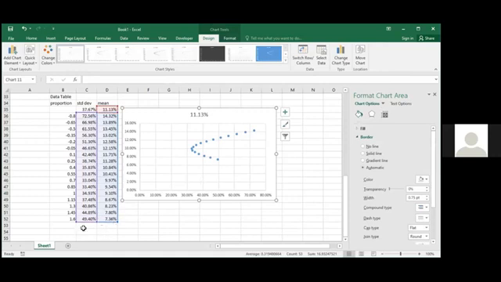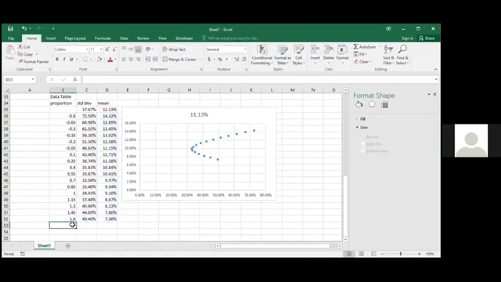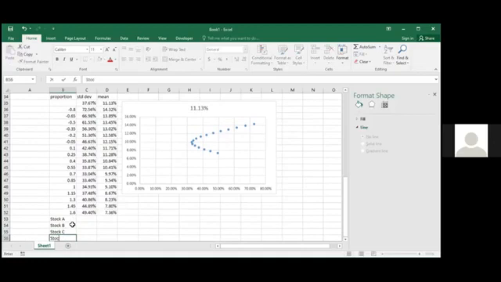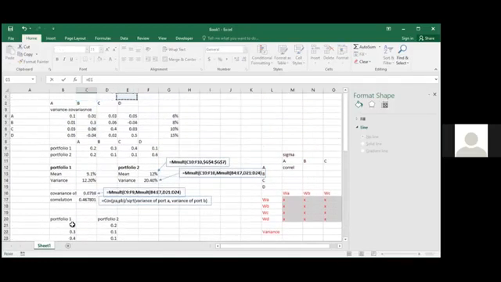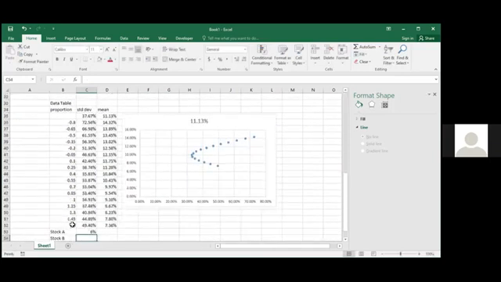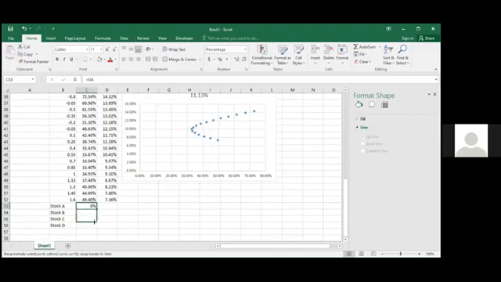If you want to enter the stock A, stock B, stock C, stock D. Then return on stock A. Stock A is here, 6%. Then you can copy the return values here.